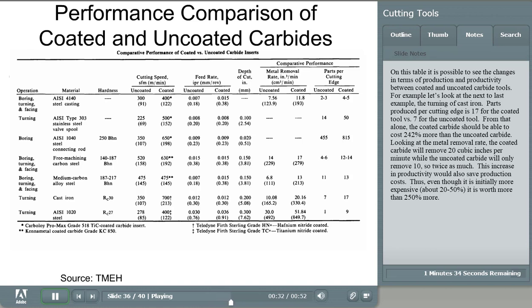Looking at the metal removal rate, the coated carbide will remove 20 cubic inches per minute, while the uncoated carbide will only remove 10, so twice as much. This increase in productivity would also save production costs. Thus, even though it is initially more expensive, about 20 to 50%, it is worth more than 250% more.